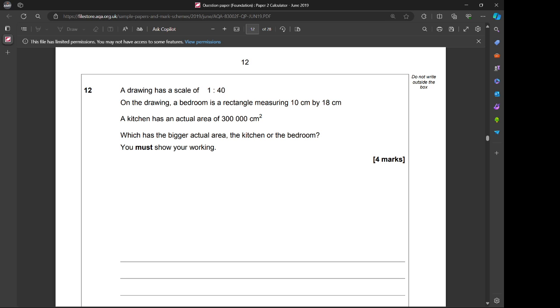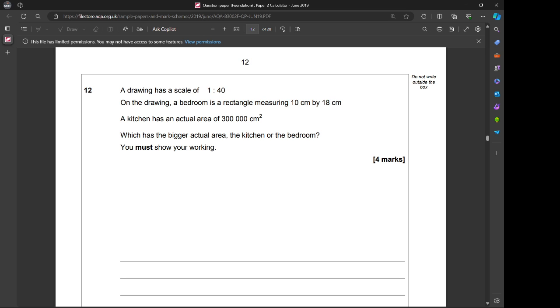Guys, let's talk about it, okay? So, question number 12. A drawing has a scale of 1 to 40. On the drawing, a bedroom is a rectangle measuring 10 by 18. A kitchen has an actual area of 300 centimeters squared. Which has a bigger actual area, the kitchen or the bedroom?